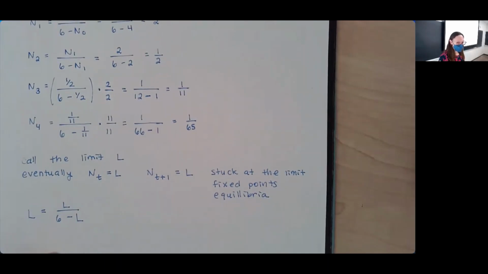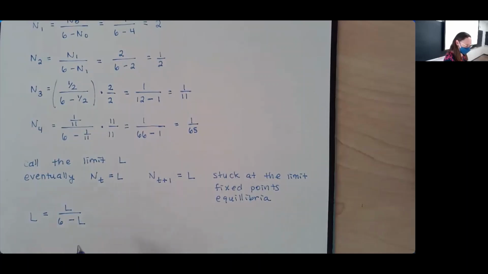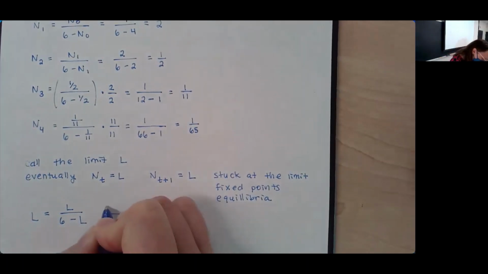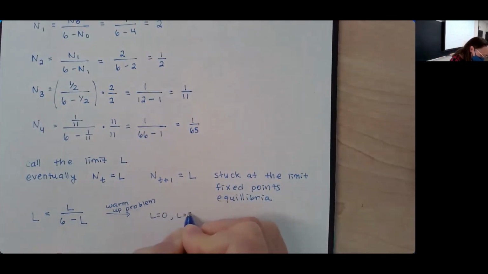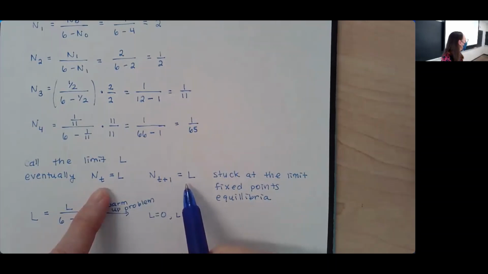Which should look a lot like our warm-up problem, and we know from our warm-up problem that we got two possible values for L. So the n sub t is turned into L for finding the limit? Right. So both my n sub t and my n sub t plus 1 became L.